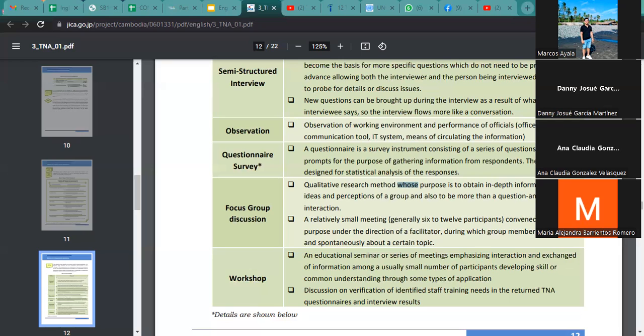Very good, perfect, that is it. Yeah, whose is there? The question that implies possession, right? So that would be it. Perfect. And what is a perception?